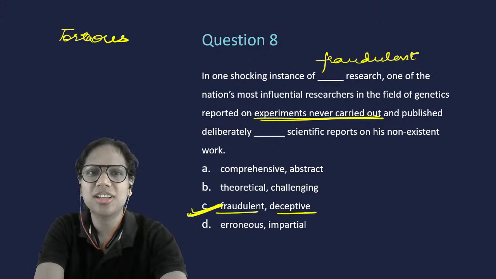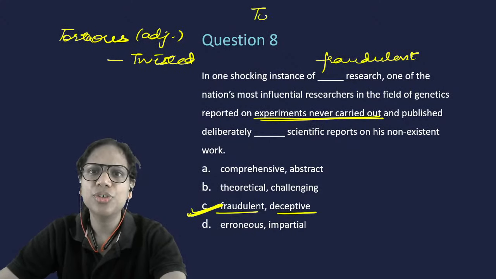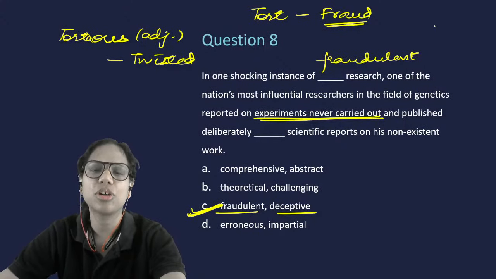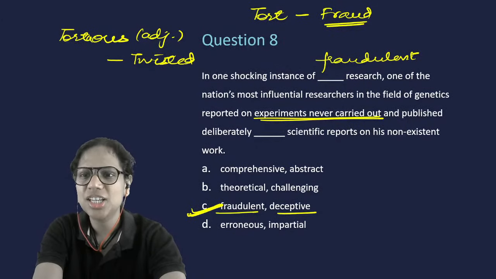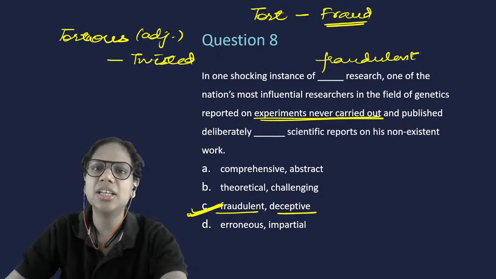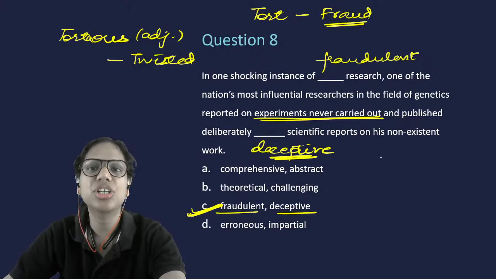An act of tort. We use this in law. Ideally, tortuous means something that is twisted. But in law, we use the word tort to talk about a fraud. An instance of fraud, fraudulent activity. So here, it is an instance of fraudulent research, and these were deliberately deceptive. They were meant to deceive you, to trick you, right?